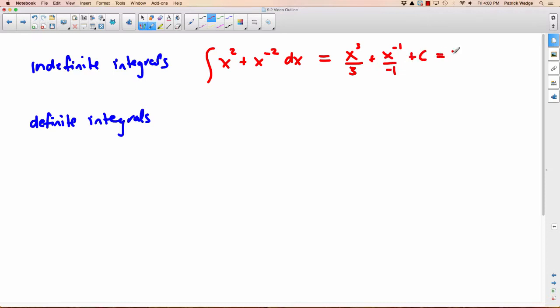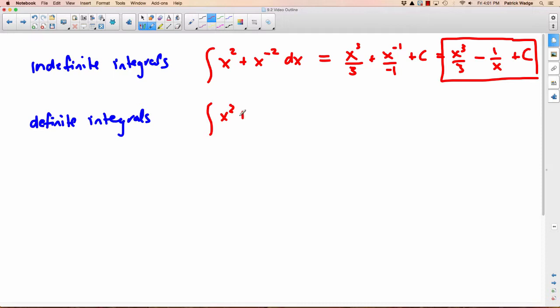If we simplify, you get x cubed over 3 minus, it's going to be x to the negative 1, so why don't we put it 1 over x, plus c. And this would be our answer right here. This is the indefinite integral, or antiderivative, same thing. Now what I want to take a look at is what a definite integral is. So here's an example of one. The integral of x squared plus x to the negative 2 dx.